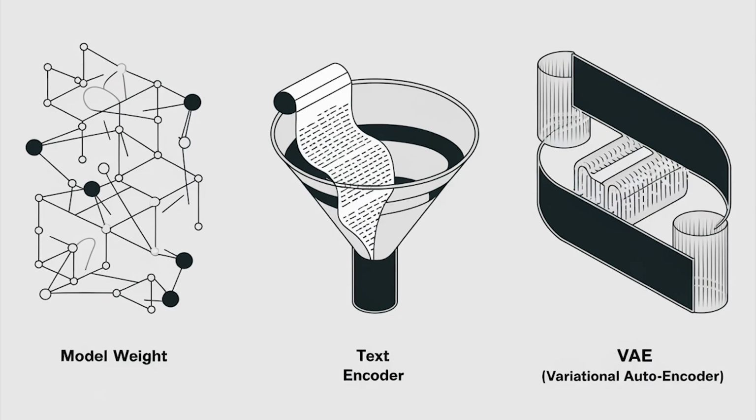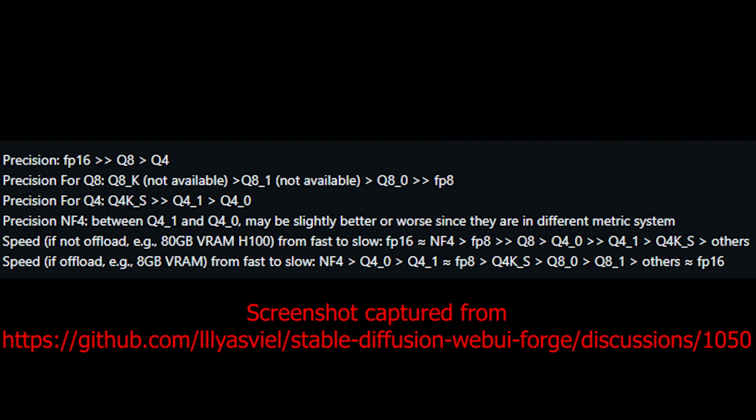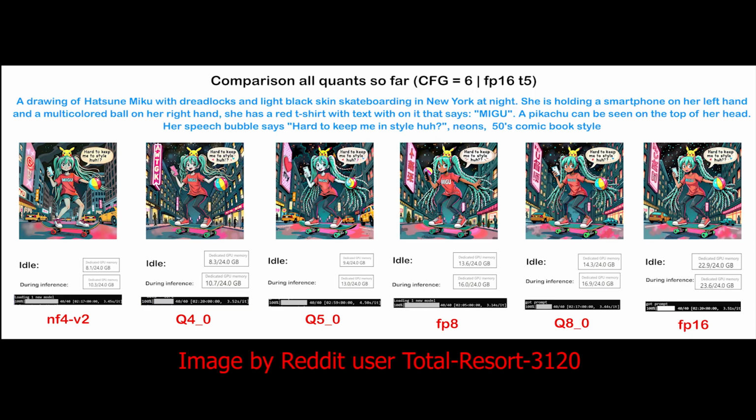Now we will download the FLUX Model file to run it with SDForge. You'll need to download 3 things: the model weight, the text encoder, and the VAE. Currently, the FLUX dev weight comes in full versions, FP16, FP8, and NF4, and various quantized variants, Q2 to Q8. Here's a comparison of each version, thanks to user Total Resort 3120 from Reddit for the comparison results, and to Lllyasviel and his colleagues, the creators of SDForge, for their awesome work.